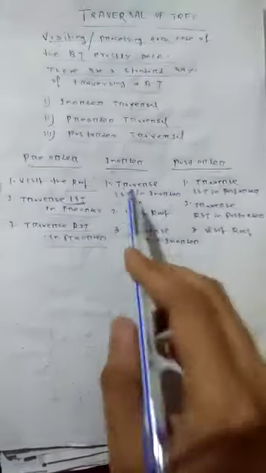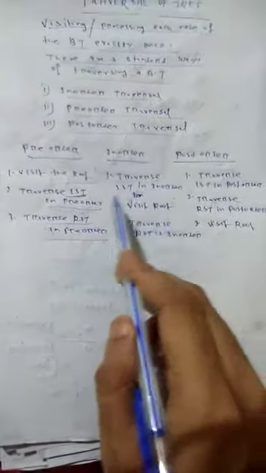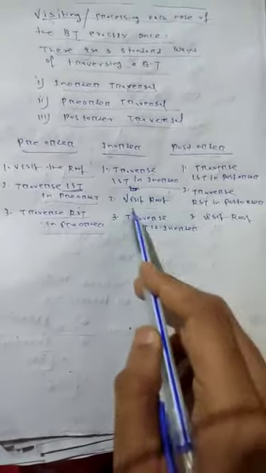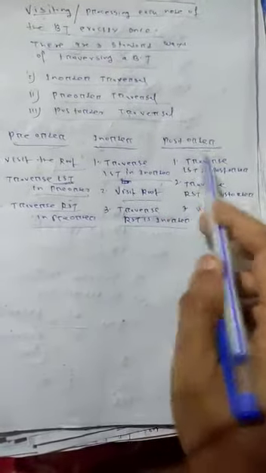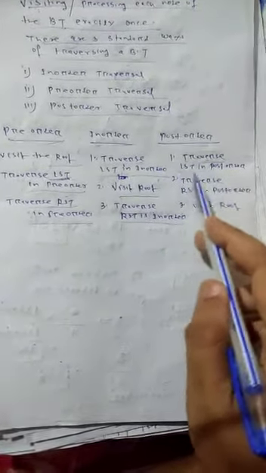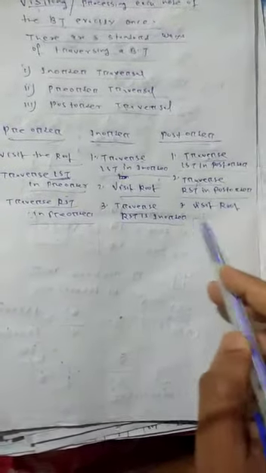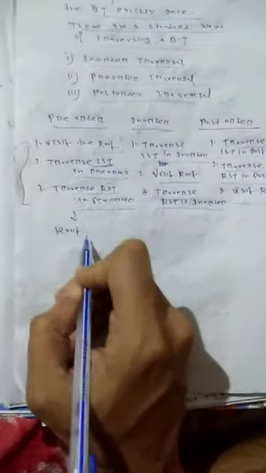Similarly, in-order: it first traverses the left subtree in in-order, then visits the root, then traverses the right subtree in in-order. In post-order: it first traverses the left subtree in post-order, then the right subtree in post-order, then visits the root. These are the steps. So how to remember this? For pre-order, the first step is to visit the root.